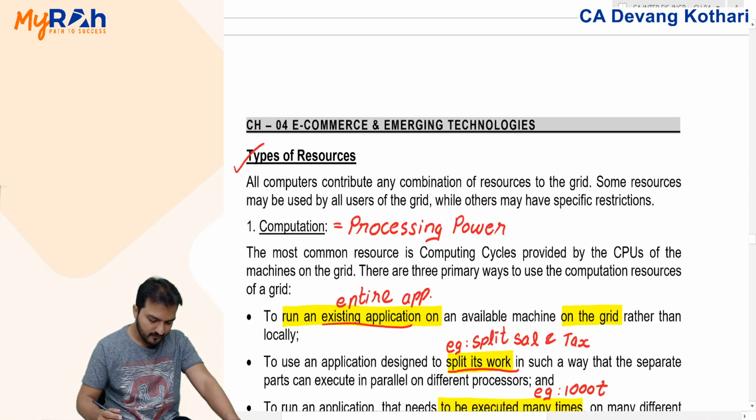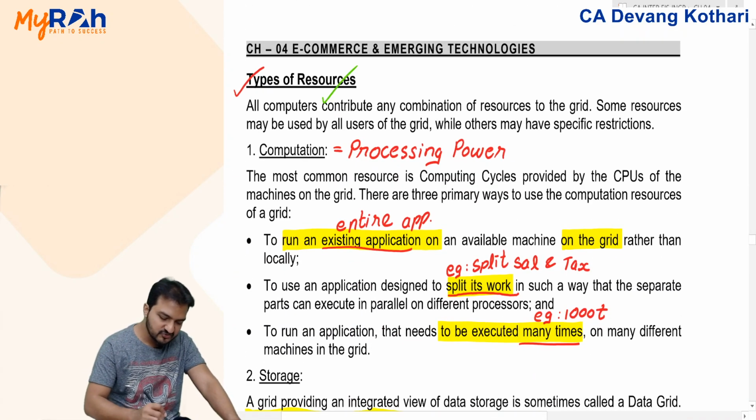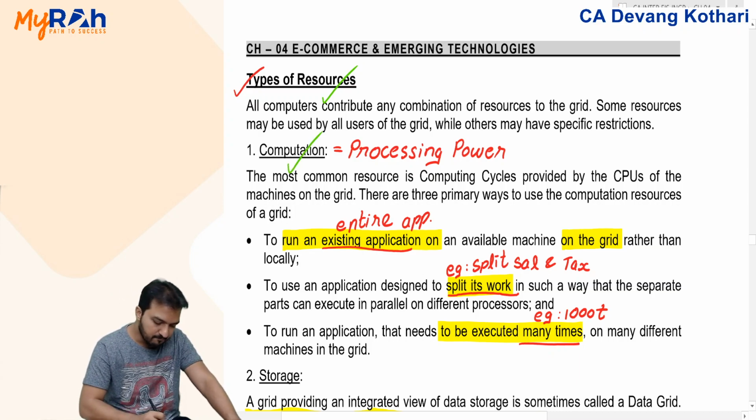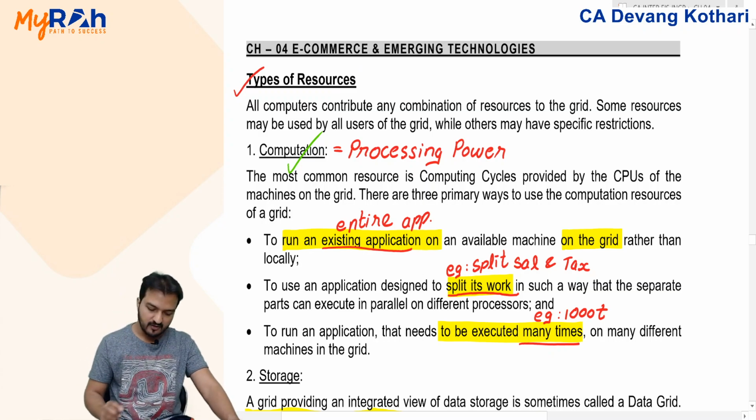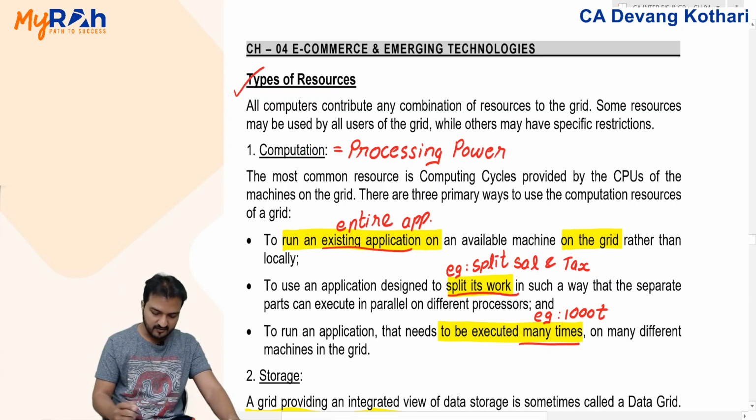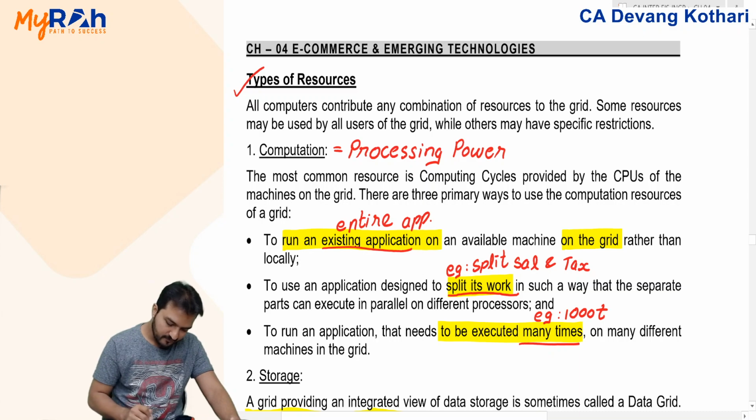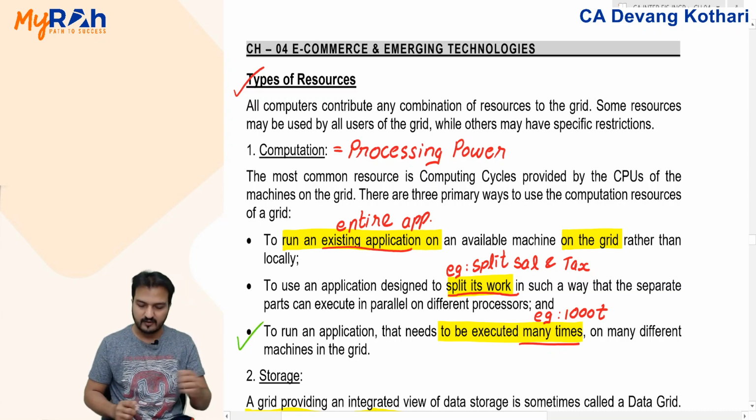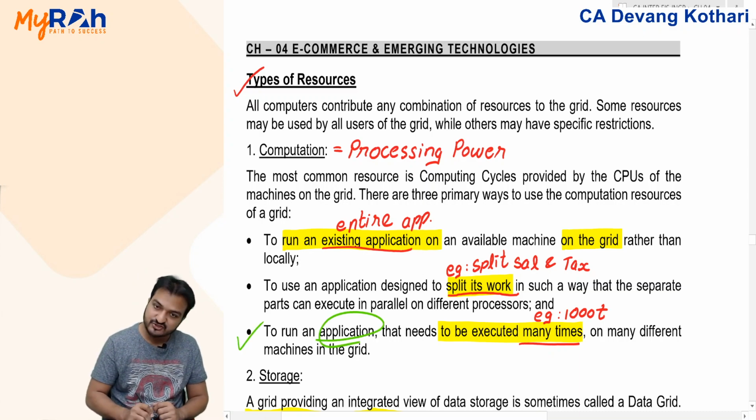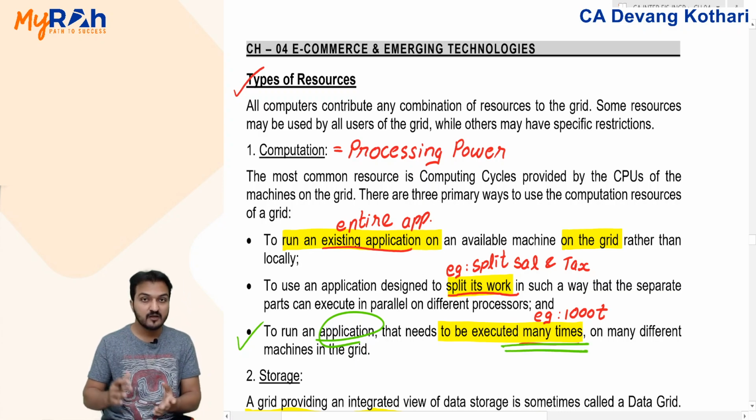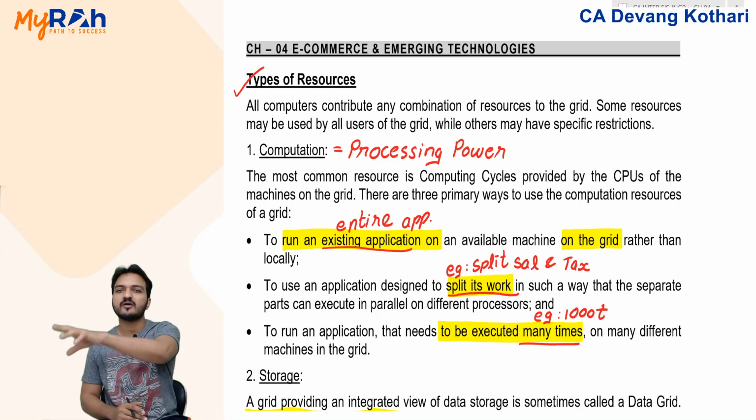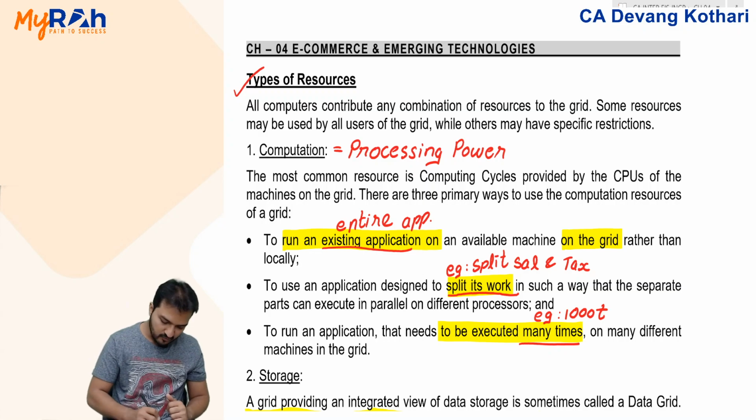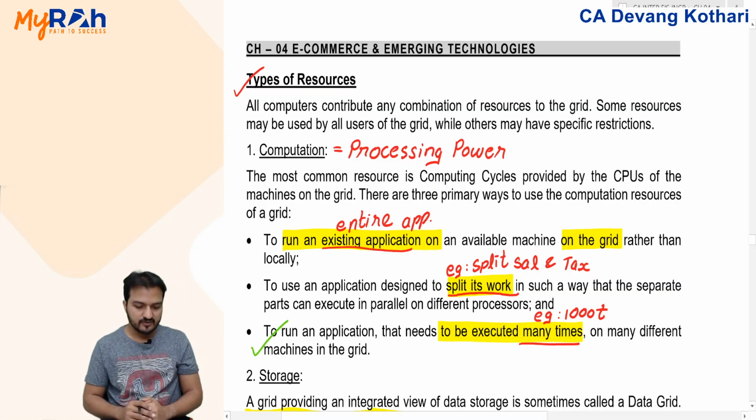Okay, types of resources. What all resources can be shared? Well, the main example that I gave was computation, that is, processing power is shared. Now processing power can be shared in different ways. The example which I gave was the third one, that when an application is to be executed many times, say 1000 transactions I had to process, then I will share the transactions with other computers, 200, 200, 200, each of them processing. That was my third case here.